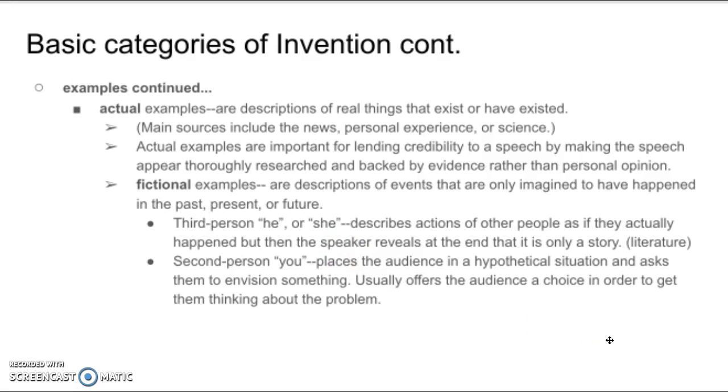The second kind of fictional example is what we call second person, or using you, and this places the audience themselves inside of the hypothetical situation and asks them to envision something. Usually it offers the audience a choice in order to get them thinking about the problem. So for example, this type of fictional example using second person you would say, okay, imagine if you were on a desert island. Right away, I've already placed the audience inside of the example, and so now I'm asking them to think along with me as I work out the example.